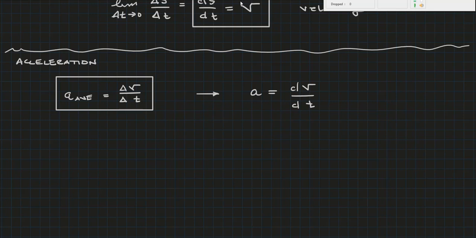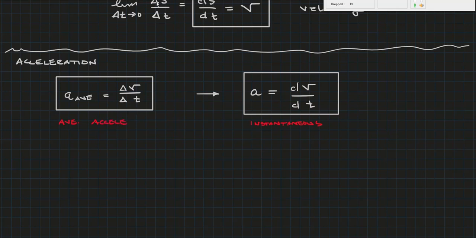And this, in fact, is now the instantaneous acceleration at a particular point. And this was the average acceleration, or the slope of a secant line between two velocities on the velocity as a function of time curve.